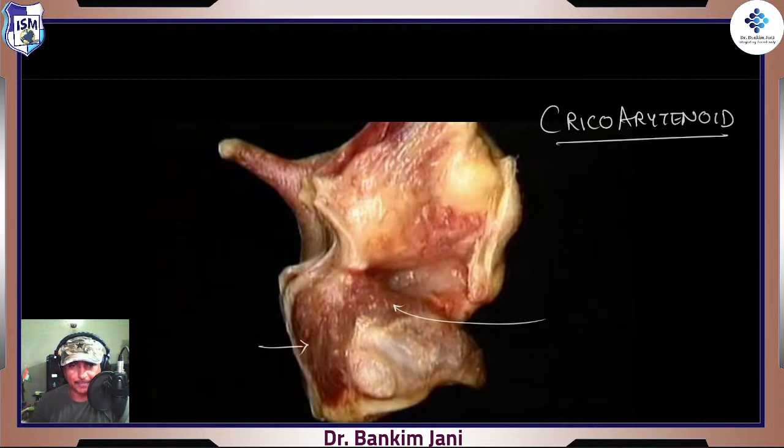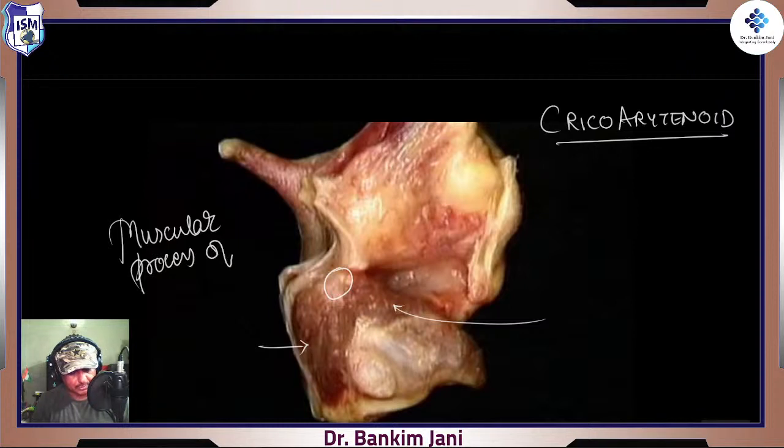Cricoarytenoid muscle. You remember we said that for the arytenoid, the anterior portion is called the vocal process and the posterior portion is called the muscular process. Here it is, the muscular process. Muscular process of arytenoid. It's not that it is going to the gym every day, but it is muscular because muscles will be connected over there.